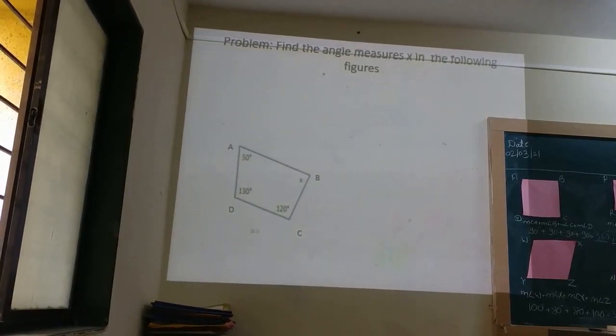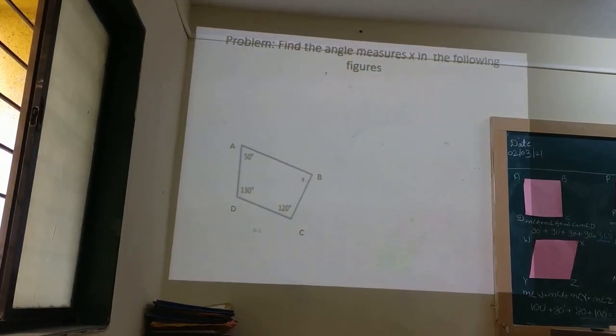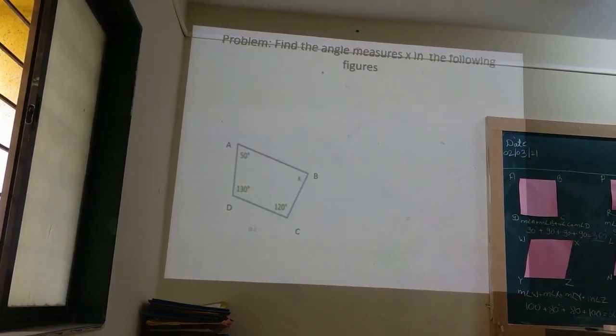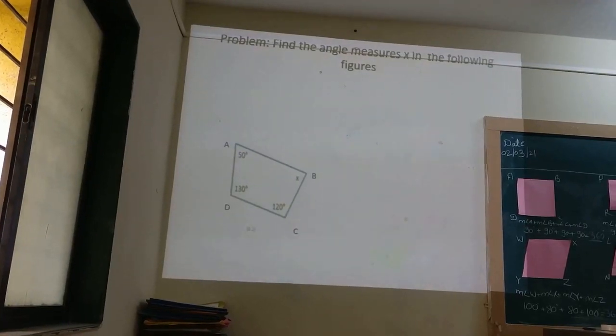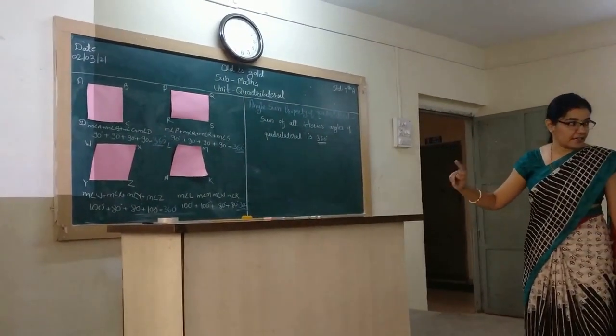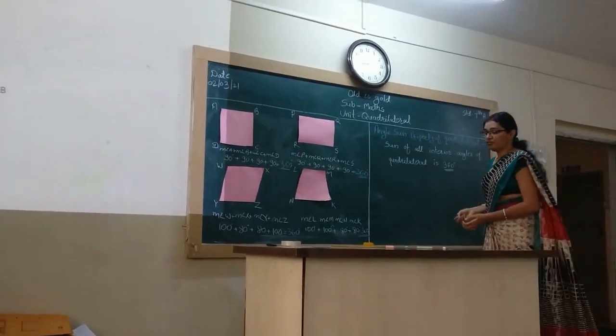What is the measure of angle D? 130. Yes. What is the measure of angle C? 120. Okay. And what is the measure of angle B? X. And we have to find out the measure of angle B, right? Okay, I will show you how to calculate.